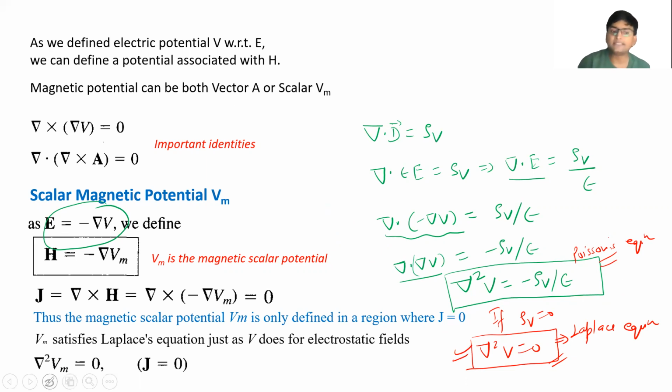Similarly, Laplacian of magnetic potential is also 0 when J is 0. So we just found out that this J becomes 0. So in the region where current density is 0, the Laplacian of scalar magnetic potential is also 0. So this you should remember.